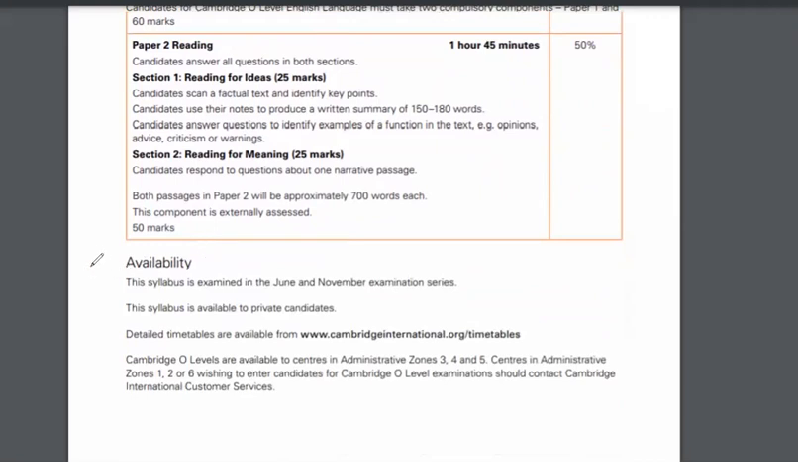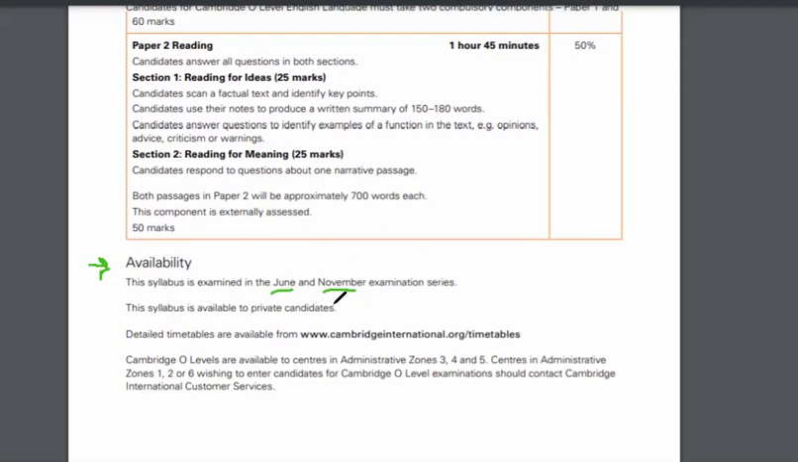Now, availability of examinations. As you are well aware, if you are listening to the news these days, the syllabus is examined in June and November examination series. If you have been listening to the news lately, exams had already begun from the end of April. From 24th April, our exams have already begun, but due to the pandemic, CIE has rescheduled the exams for the candidates to be held in October, November this year.